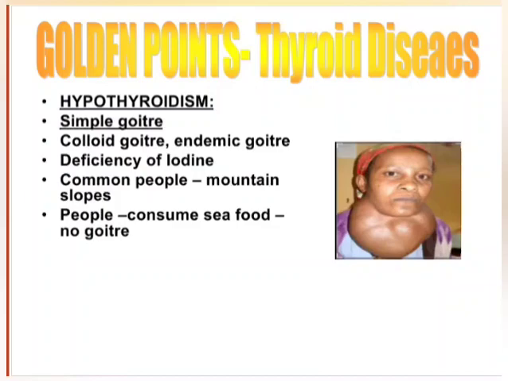So naturally, marine sources have more iodine. The iodine sources are salt, marine water, and seafood such as fish and prawn. So the people who consume seafood may not get simple goiter.